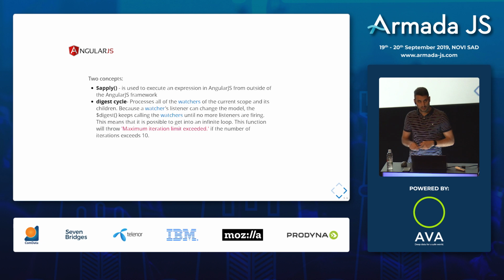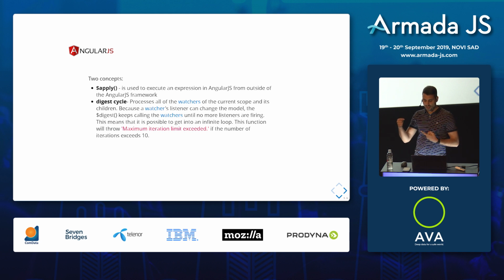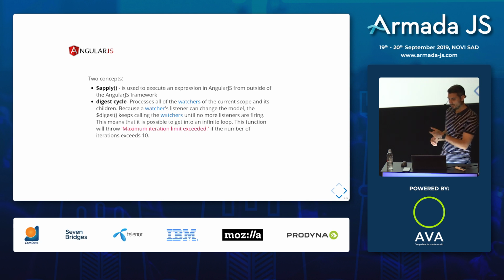Because we can have our own watchers attached to the scope, and we can change some other values in the scope. So if some value is changed, when a watcher fires, we can change other values. So in that cycle, we have changed some value. Angular has to go one more cycle to detect this other change. This way, and that's a disadvantage of Angular, we can end up in an infinite loop. But Angular handles that by limiting those cycles to 10. And everyone who worked with Angular must have seen this message at least once.